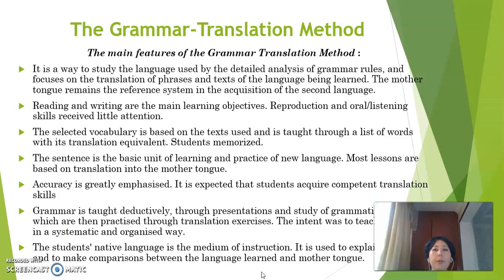The main features of the grammar translation method are the following. It is a way to study the language through detailed analysis of grammar rules, and focuses on the translation of phrases and texts of the language being learned. The mother tongue remains the reference system in the acquisition of the second language. Reading and writing are the main learning objectives. Reproduction and oral listening skills receive little attention.